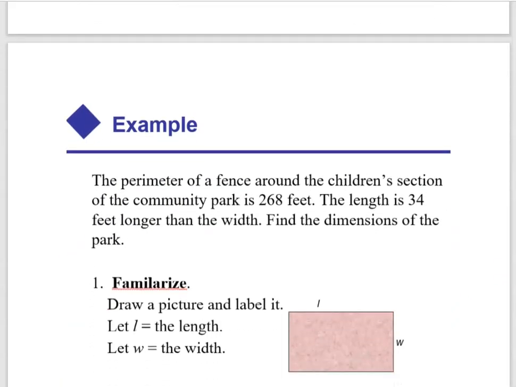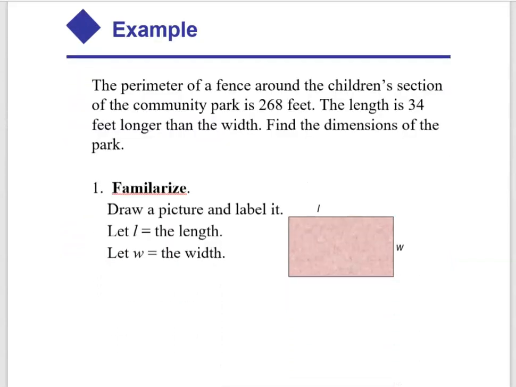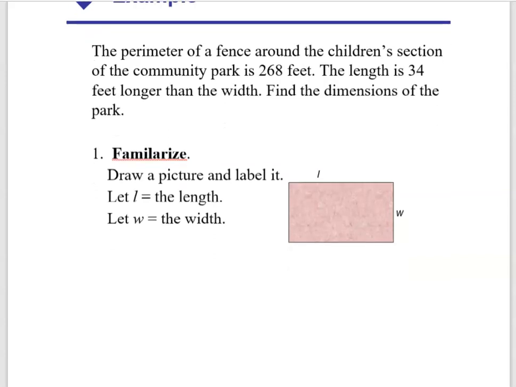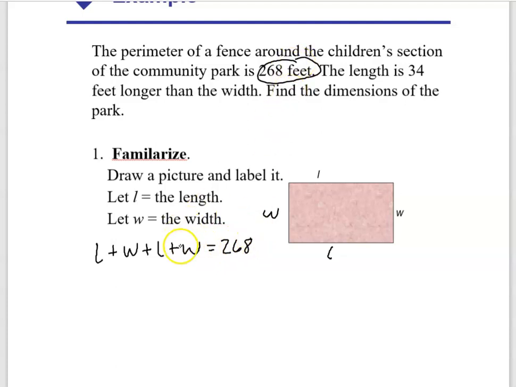Okay, last example. The perimeter of a fence around the children's section of the community park is 268 feet. Okay, so we've got the perimeter of this fence measures 268 feet. The length is 34 feet longer than the width. Find the dimensions. So when you talk about perimeter, you go all the way around, right? So this would be the length and this is the width. So you would say length plus width plus length plus width ends up being 268. I'm getting that from my problem.